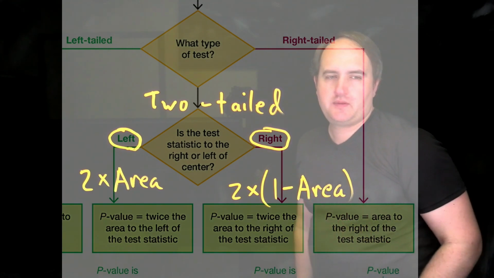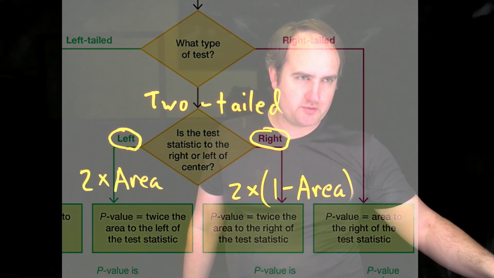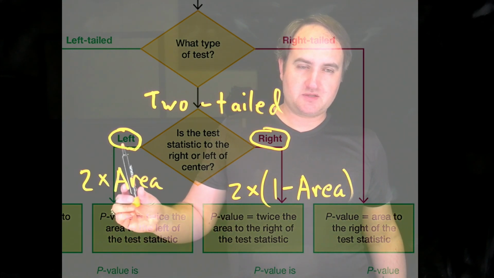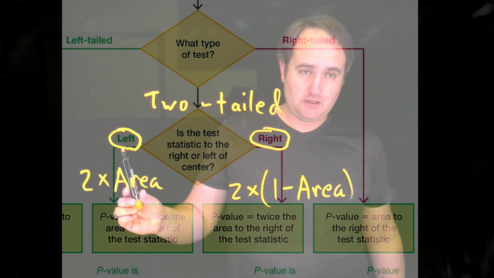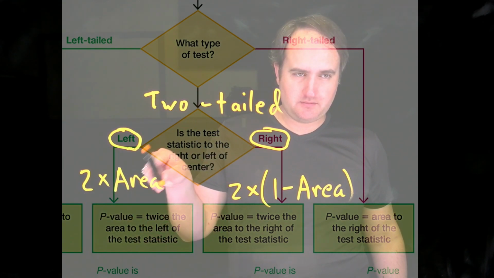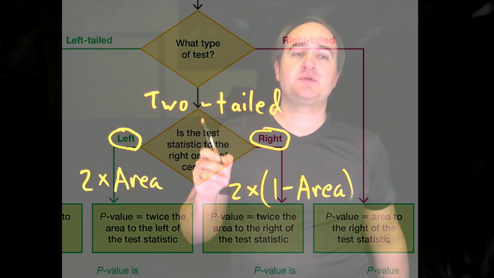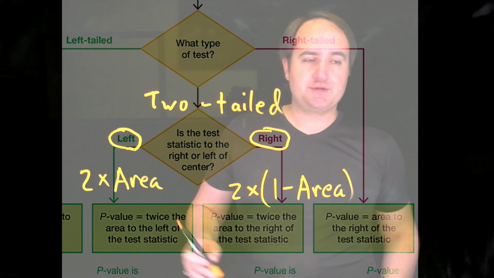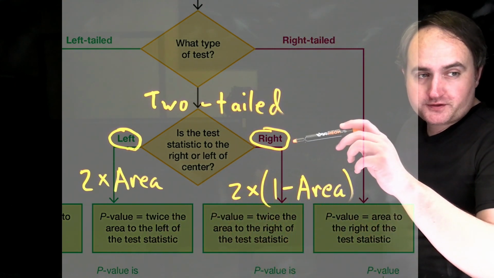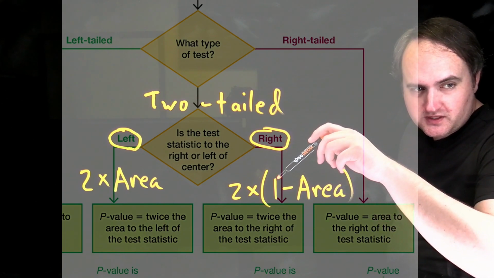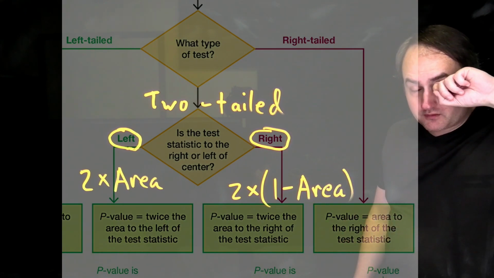All right, and then let's return to the flowchart while I erase this stuff. But anyway, this left branch here, these are all for a two-tailed test. This middle branch here is for a two-tailed test. If your z-score is negative, you use 2 times the area in table A2. If your z-score is positive, or it's to the right of center, then you do 2 times 1 minus the area in table A2.